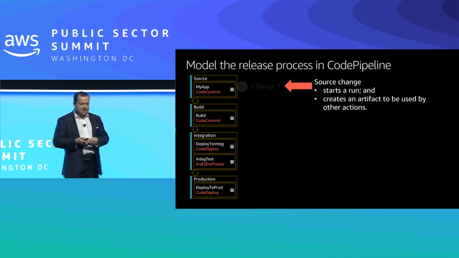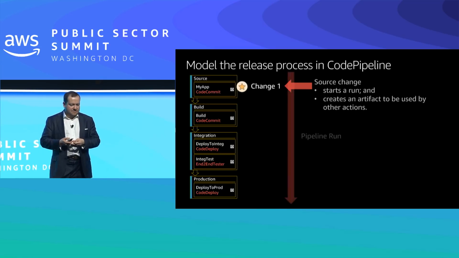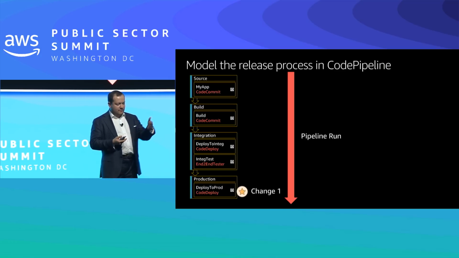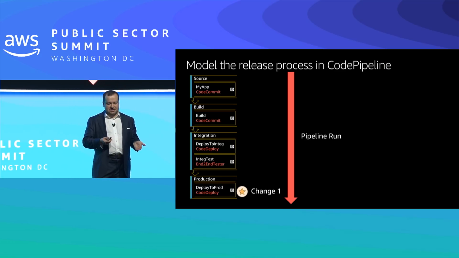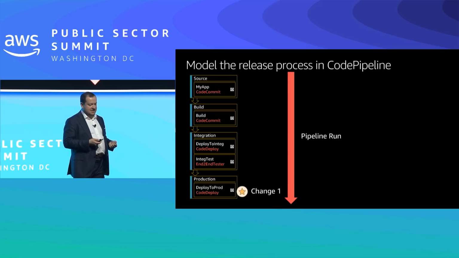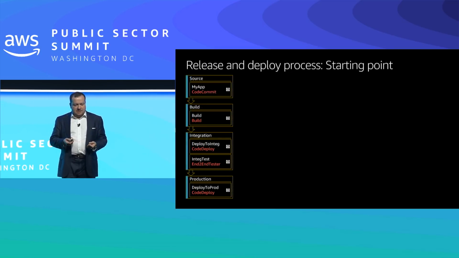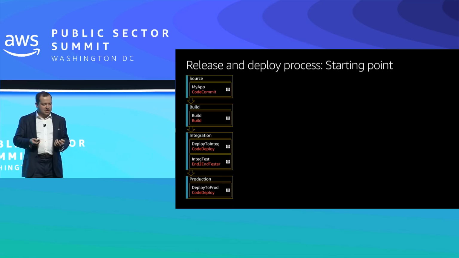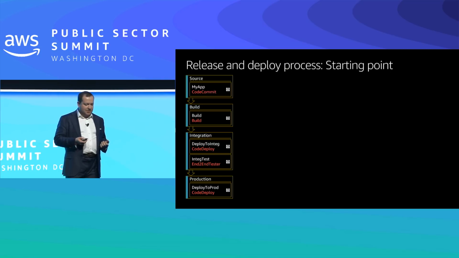So let's see how this works. We create a revision. That's a change, and it'll run through all of these stages and actions. And assuming it works, it gets to the end, and the pipeline run is considered successful. So let's look at the starting point here. Our pipeline is configured to use CodeDeploy to deploy to 3 hosts.